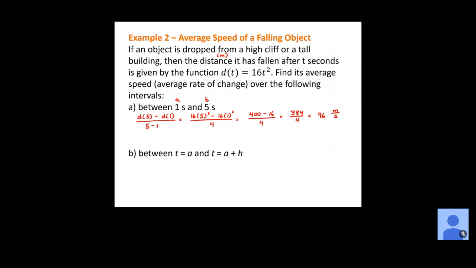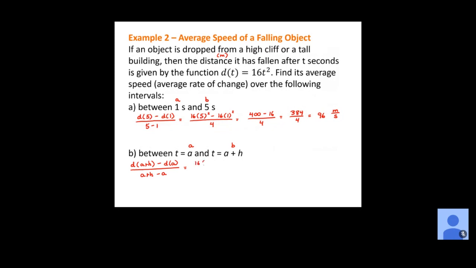All right, now in part B, we're going to use that same formula. This time, the a value is actually just going to be a, and the b value that's given is a plus h. So when I do this, this is going to be d of a plus h minus d of a all over b minus a, which is a plus h minus a. So this time we've only got variables to substitute in, okay, but that's exactly what we're going to do, is plug those into our function.